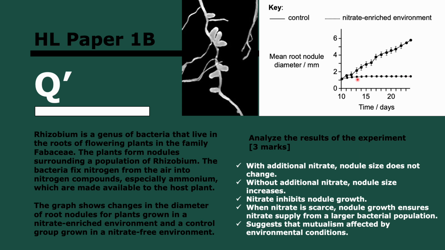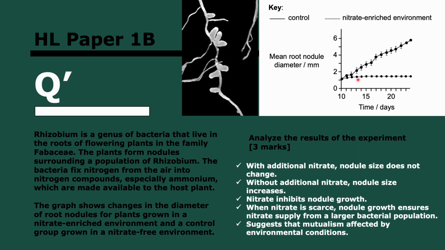When nitrate is scarce, nodule growth ensures nitrate supply from a larger bacterial population. This is what we were talking about. So the nodules have the Rhizobium on them, which provide the nitrate. And this suggests that mutualism is affected by environmental conditions, depending on whether there's nitrate or not.